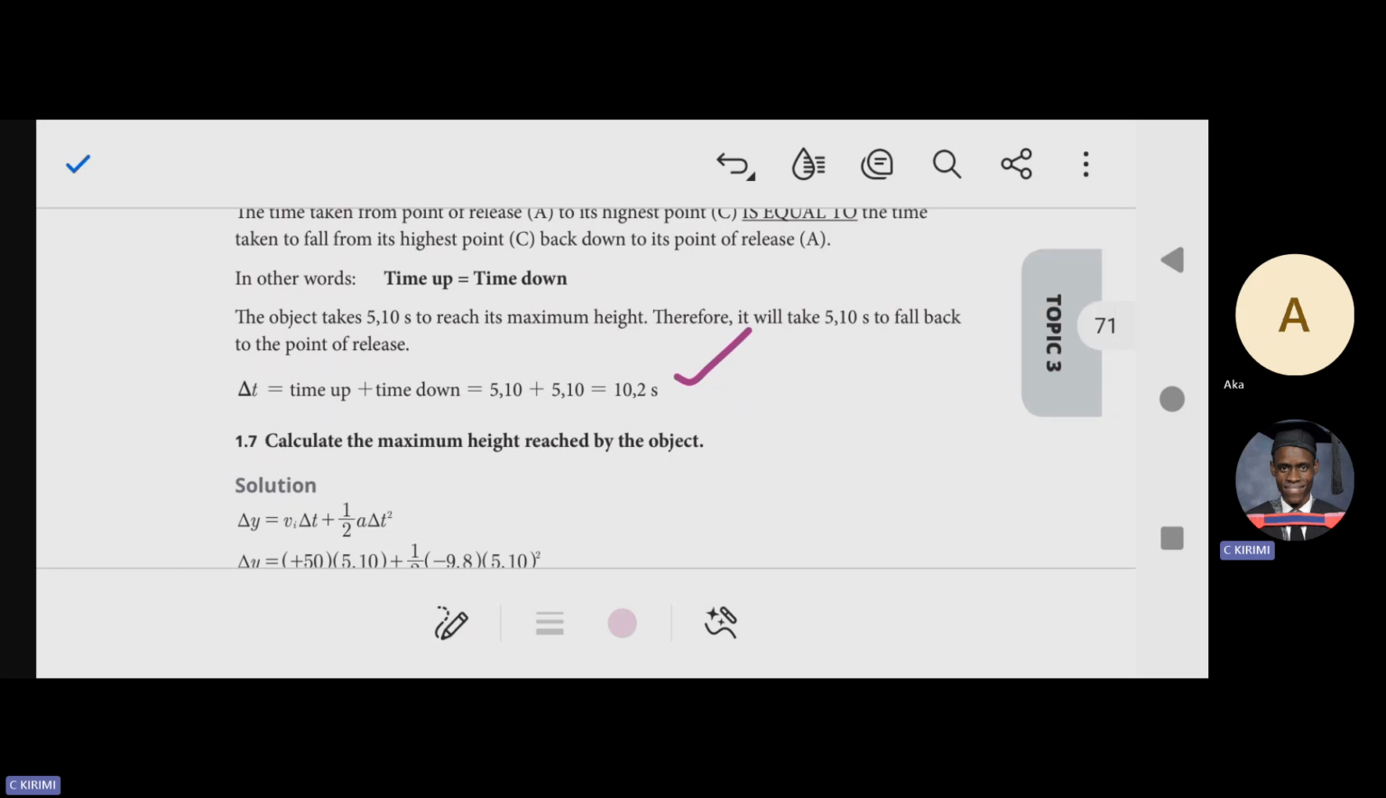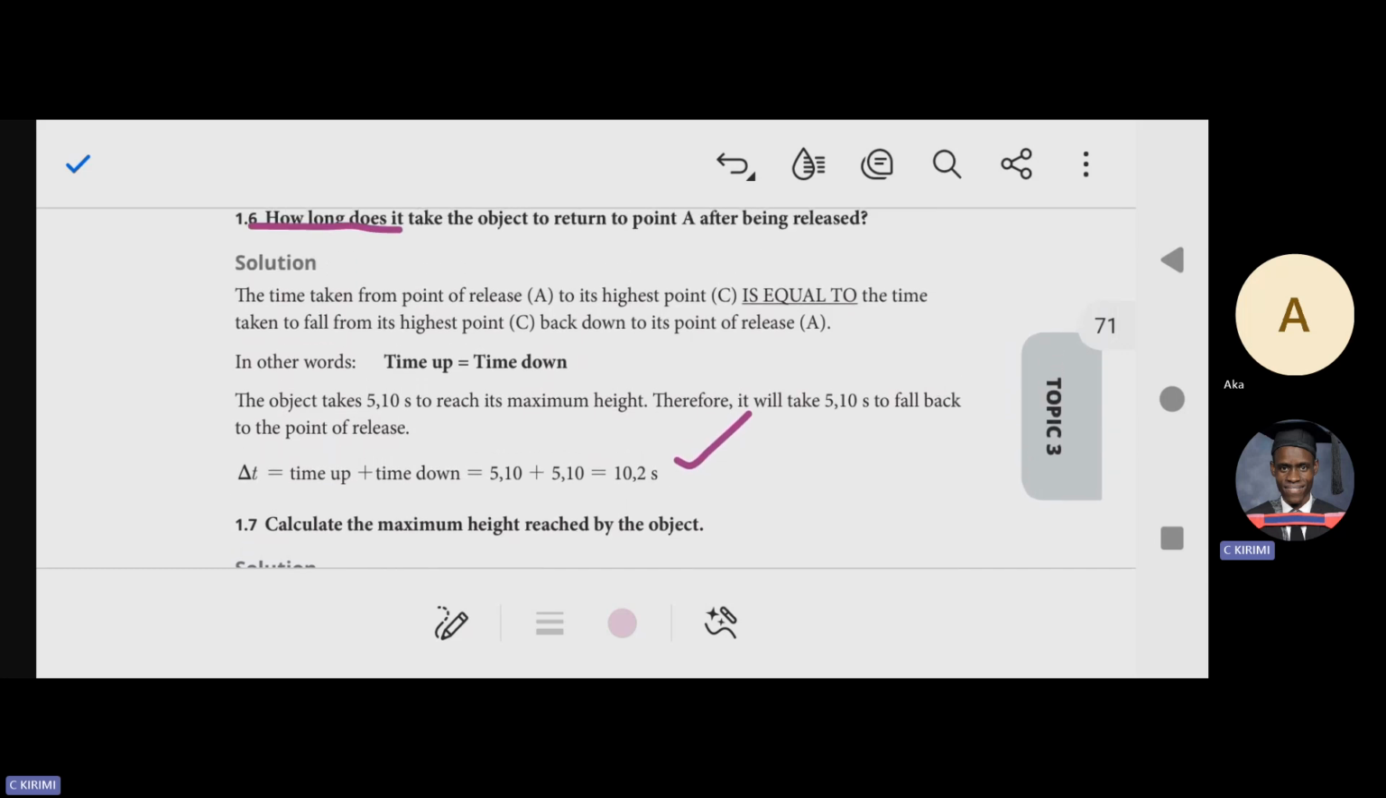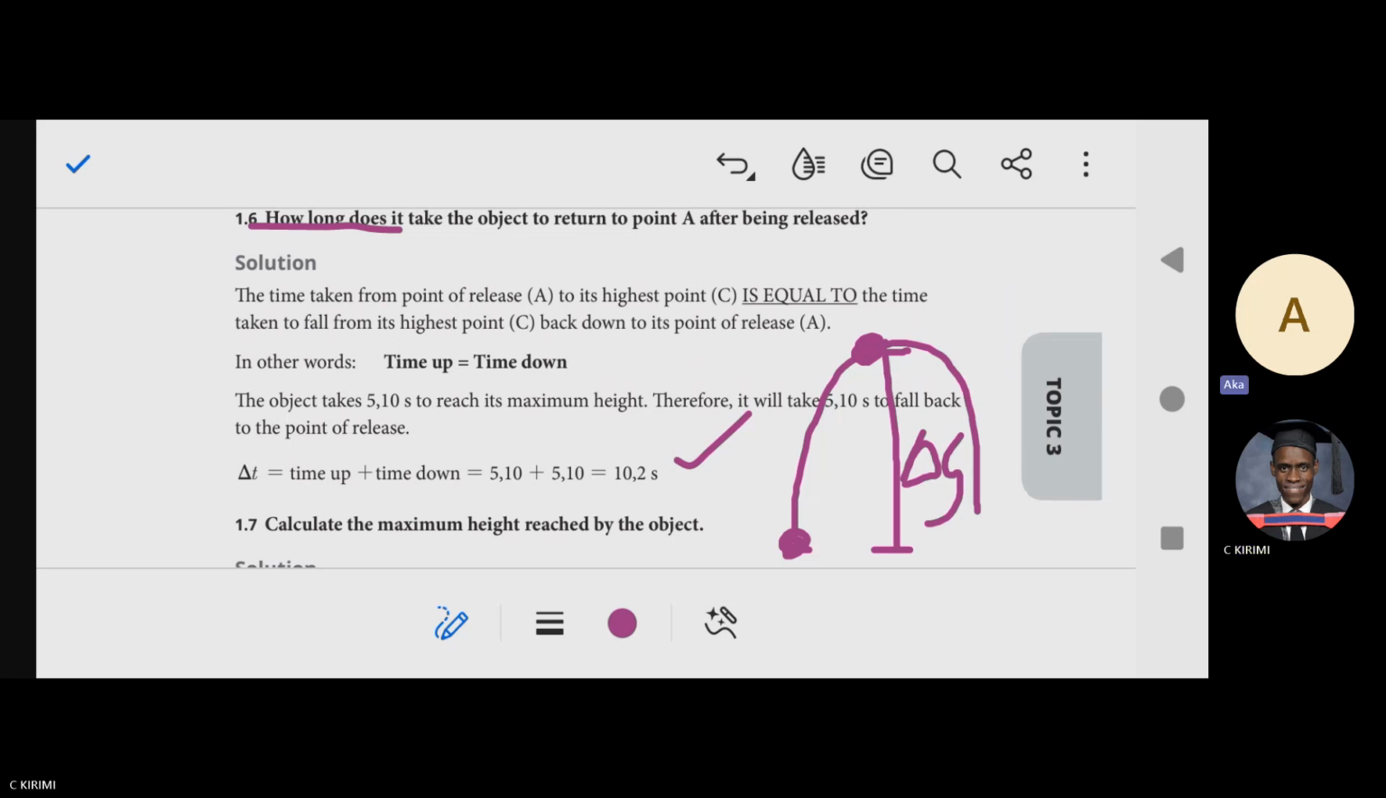All right. Calculate the maximum height reached by the object. Did we calculate this one? Yes. We are looking at the maximum height, the change in y. Can we use the time that we calculated from A to C? Yes, you can use it. That one is 5.1 seconds.